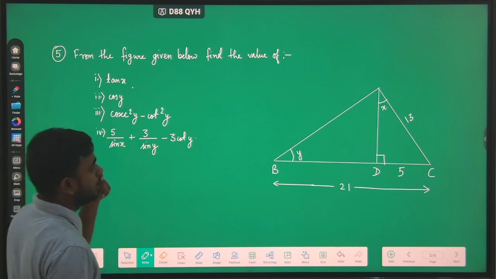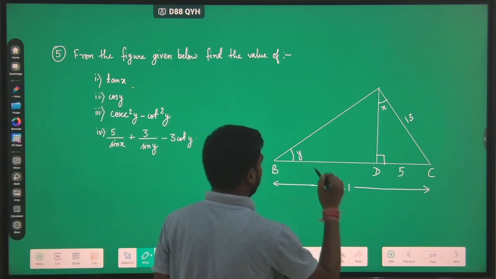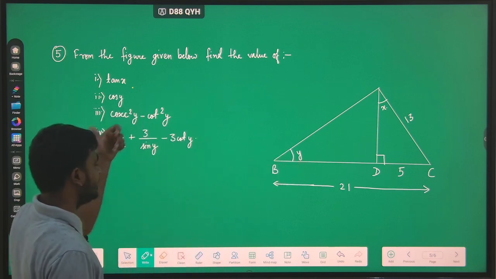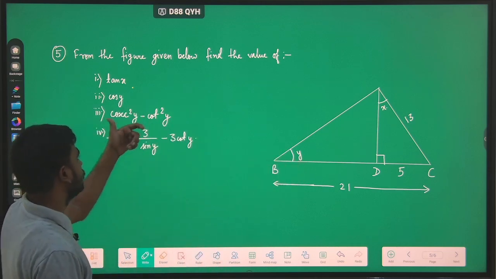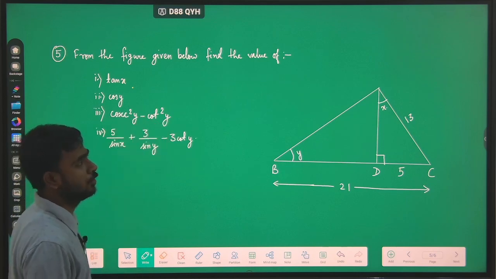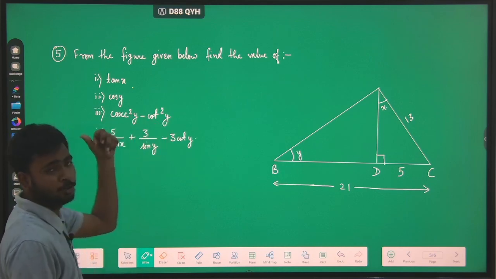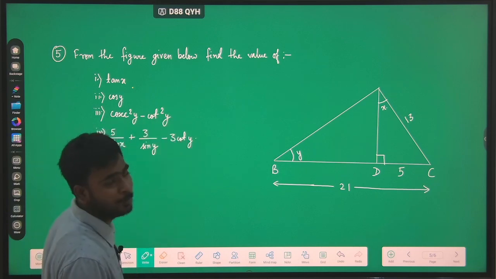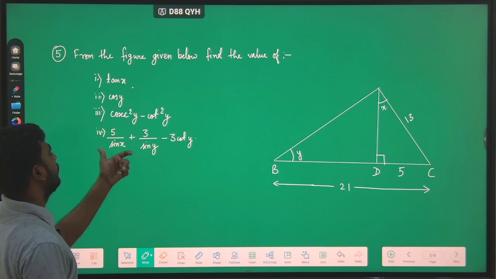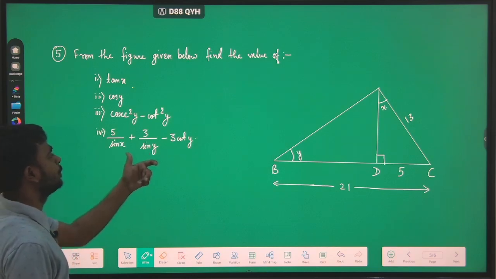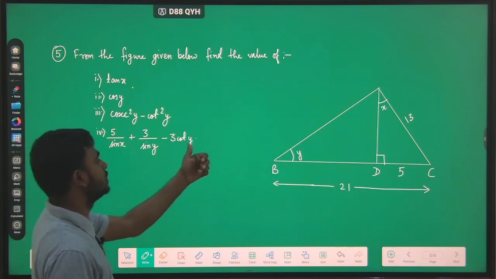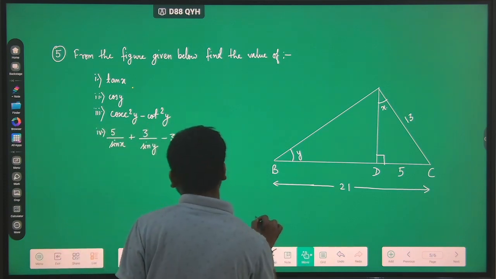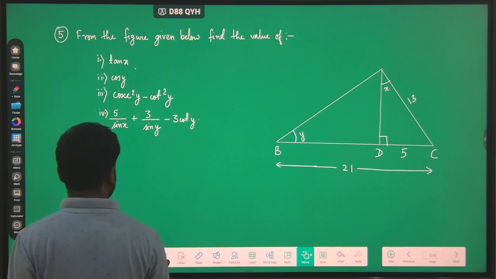Similarly, the cosine of angle y is going to be found out by us in the next question. Similarly, cosec square y minus cot square y, that means cosecant of y to the power 2 minus cotangent of y to the power 2, is going to be found out by us. And after that, we will find out the value of 5 upon sine x plus 3 upon sine y minus 3 cotangent of angle y. Okay. So let's move on to our first question.